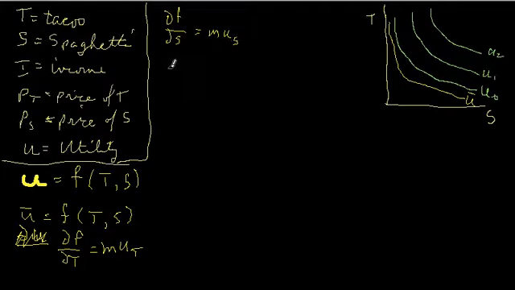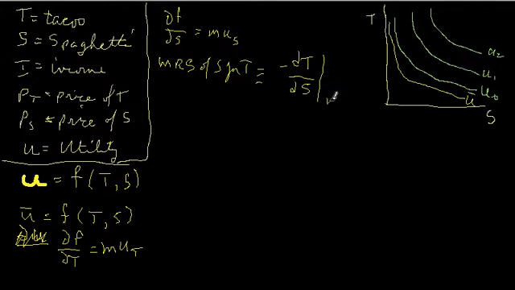Following on then with additional definitions, we define something called the marginal rate of substitution of S for T, of spaghetti for tacos, and that's defined as minus the change in tacos, these are total differentials, divided by the change in spaghetti, given that U, utility, is a constant, or another way to say that is dU, the differential of U, is equal to 0.